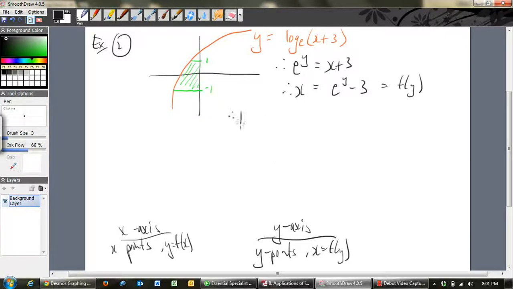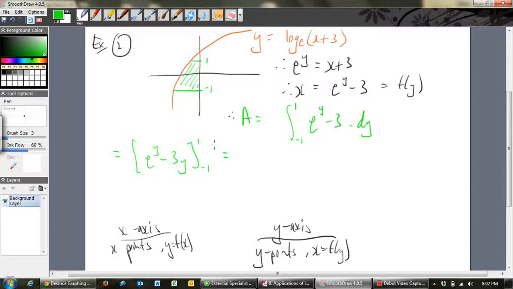Great. Therefore, the area is equal to the integral between, what are your y points? -1 to 1. And our function of y is this here. So it's e to the y minus 3 dy. Remember, we're in terms of y. So that's equal to, let's integrate it. What's the integral of e to the y? It's just e to the y minus 3y. And between the points -1 to 1, and then we just evaluate it.